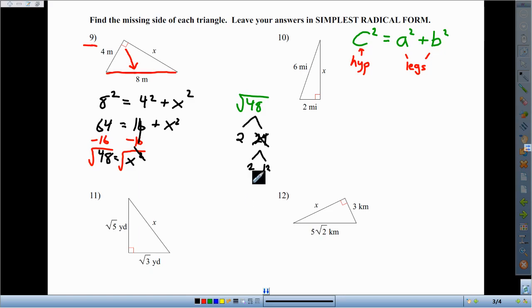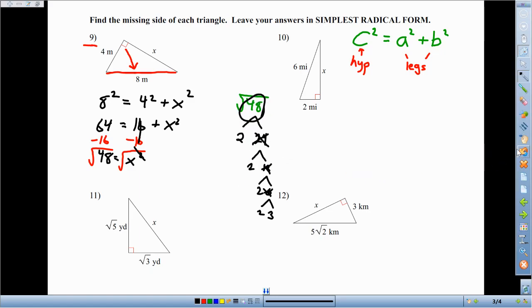2 is prime. I'm going to break down the 12 though. 2 times 6, cross it out. Again, 2 is prime, 6 isn't. Break it down. 2 times 3, cross it out. Okay, 2 is prime and 3 is prime. I cannot break down a 3 anymore. So what I just did is I broke this thing down into its prime factors. If I were to multiply 2 times 2 times 2 times 2 times 3, I would get 48.